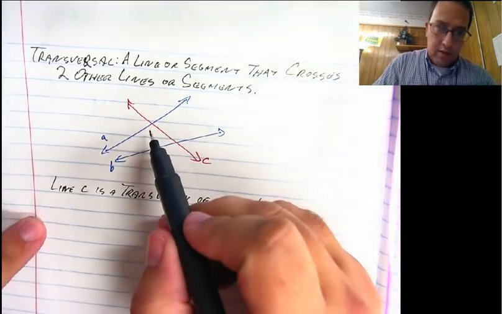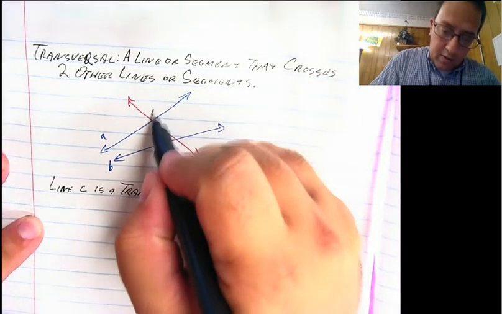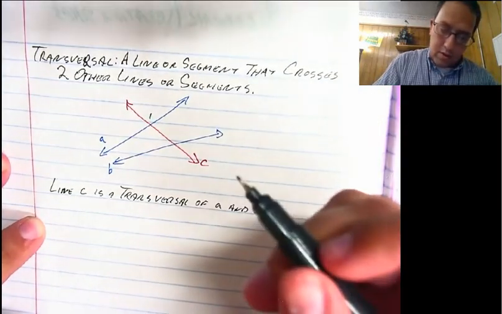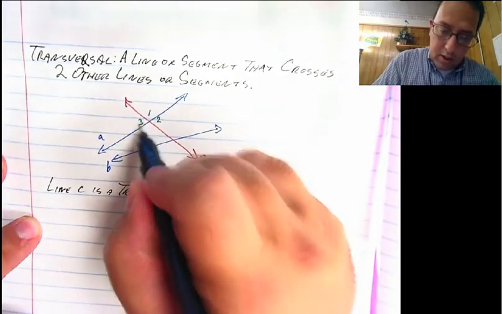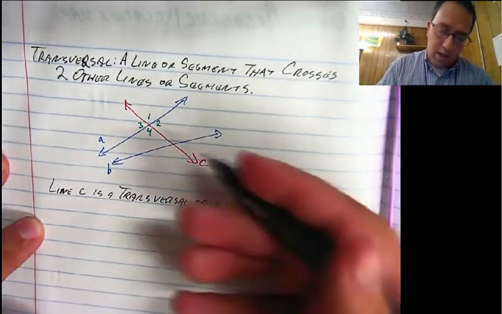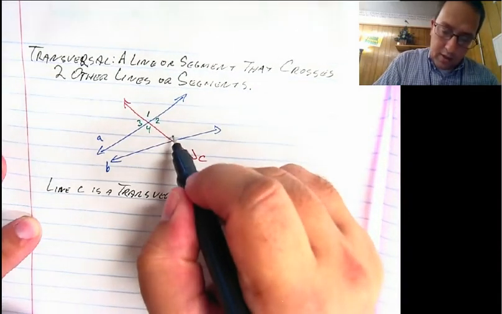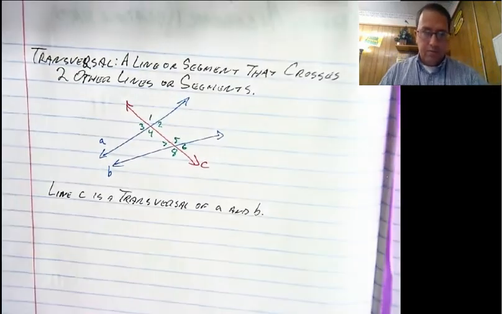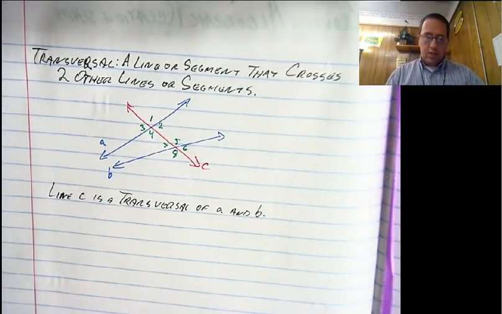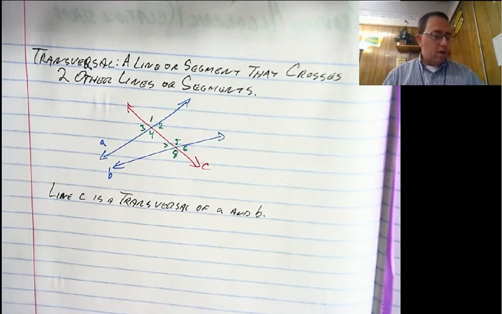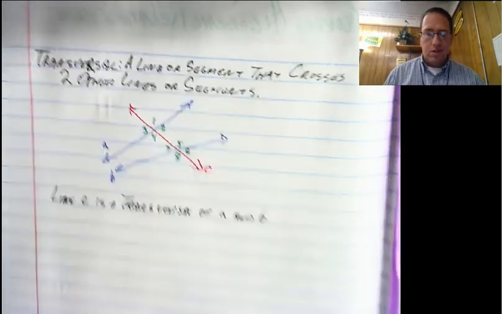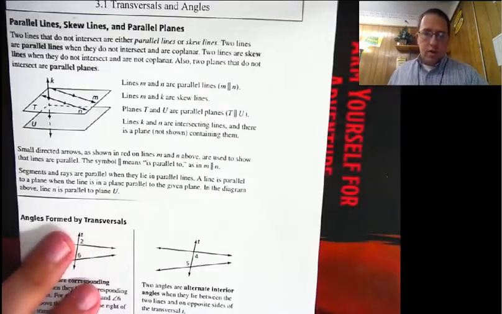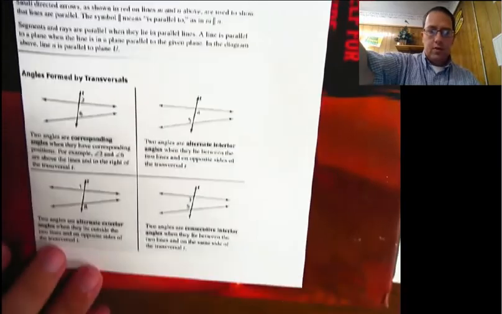So at this intersection of A and C, we have an angle. We have angle 1, angle 2, angle 3, angle 4. And then over here we have it again. So we have angle 5, angle 6, angle 7, angle 8. All right. Every time you will always have 8 angles formed, and those angles have special relationships. There's special qualities that they could have, but they have a relationship. So we're going to talk about that real quick. The relationships formed by the different transversals.